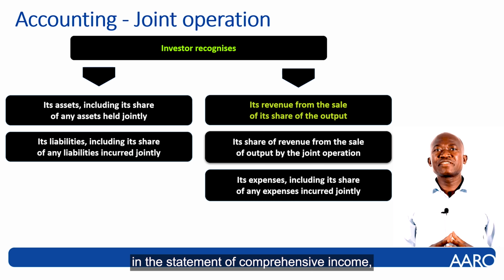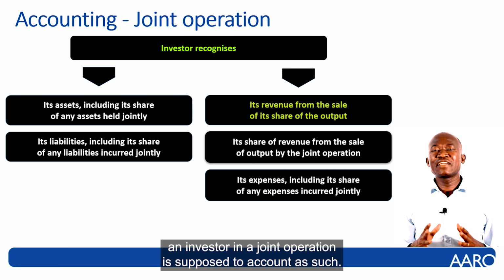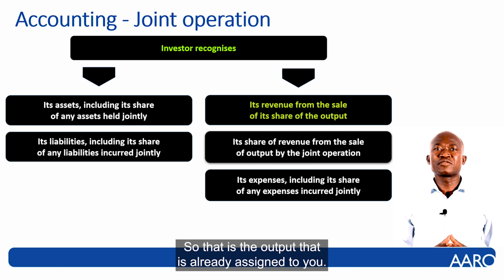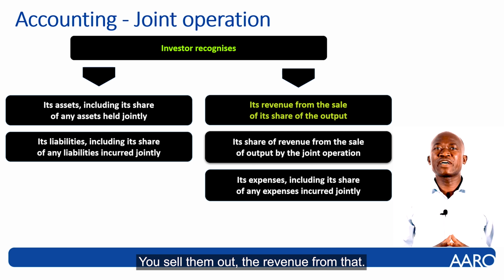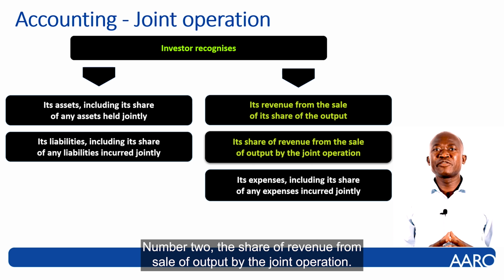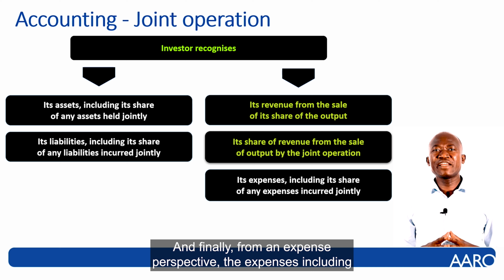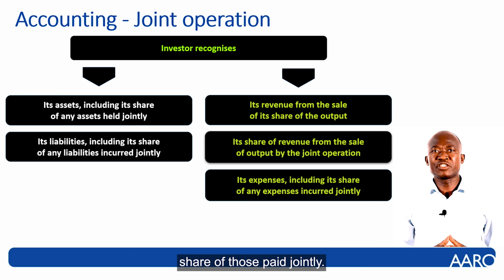In the statement of comprehensive income, an investor in a joint operation is supposed to account as such. It's supposed to recognize its share of revenue from sale of its share of output. So that is the output that is already assigned to you. You sell them out, the revenue from that. Number two, the share of revenue from sale of output by the joint operation. That is what is sold together in the joint operation. And finally, from an expense perspective, the expenses including share of those paid jointly.